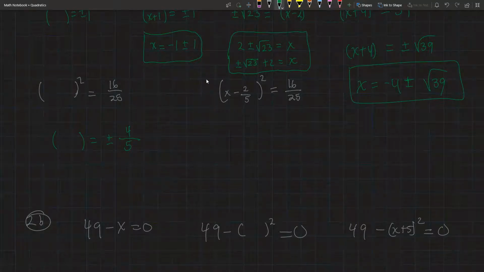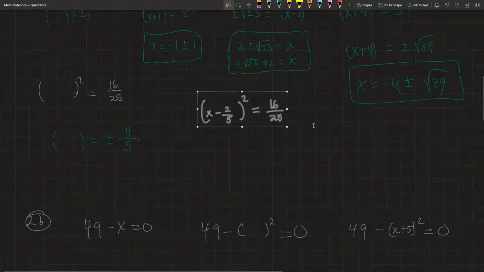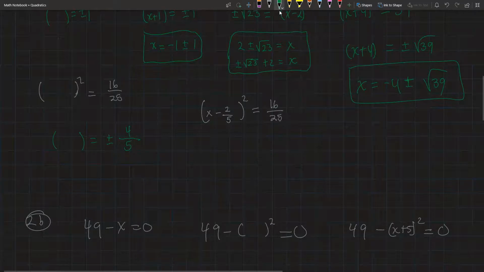Next problem resembles the last one very much, which is the main purpose of that. And let me see if I can give myself more space like that. There we go. And try. Okay, here we go. Again, we already did the thought process. Something squared is that fraction. We get that the something is plus or minus 4 over 5. But we have an extra step. What's the something? Negative 2 over 5.